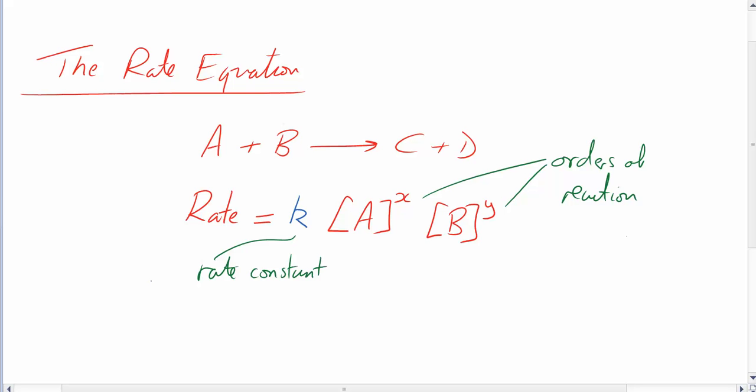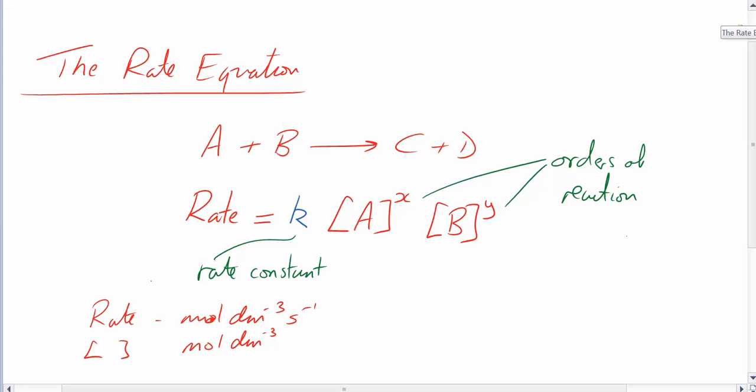A very quick run through some of the basic units. Rate of reaction has units of moles per cubic decimeter per second. Concentration is generally in moles per cubic decimeter. And our rate constant K will be dependent in terms of its units on the overall order of the reaction that we have. X and Y are things that are going to be determined by experiment.